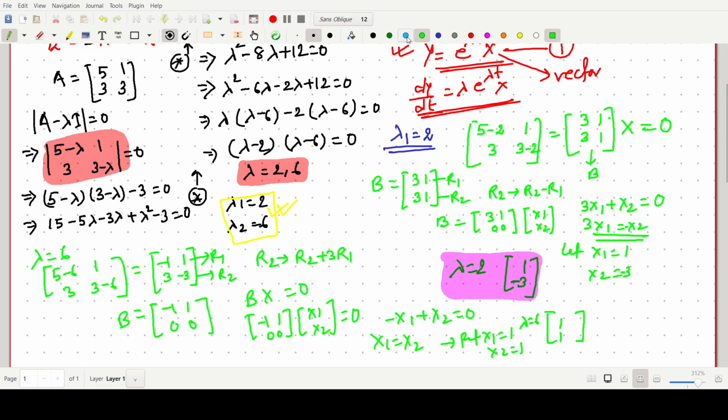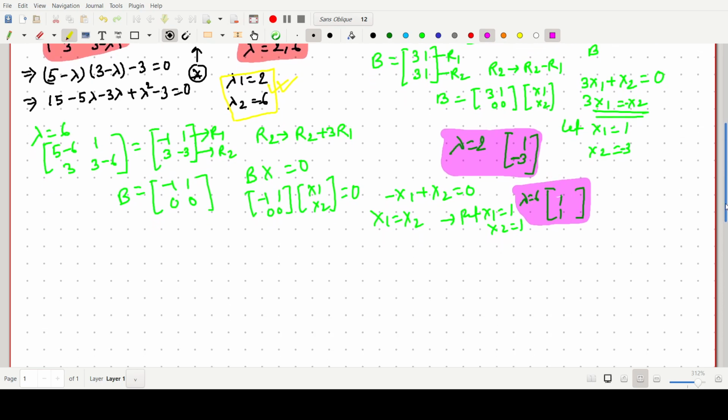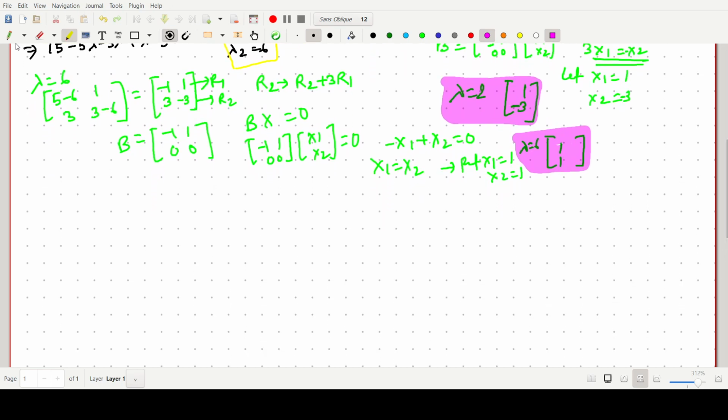So these are the eigenvectors for lambda equals 2 and lambda equals to 6. Now we have to write the time equation. Before that, once again I am writing, for lambda equals to 2, the eigenvector is 1 minus 3, and for lambda equals to 6, the eigenvector is 1 and 1.